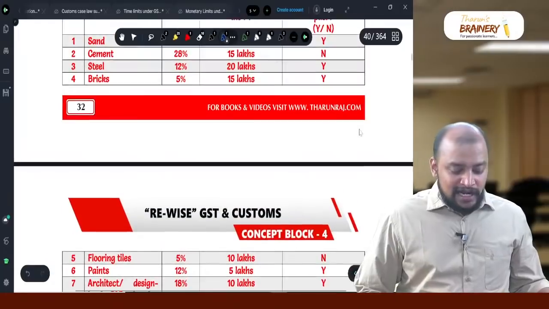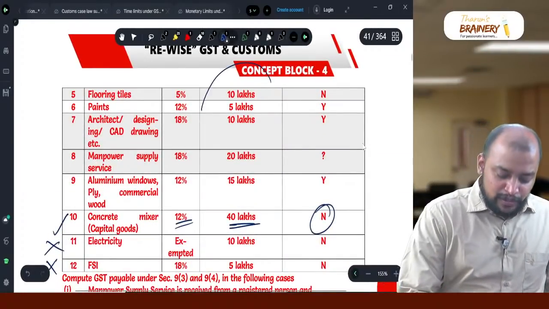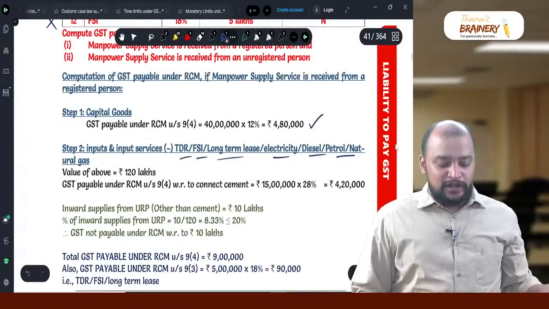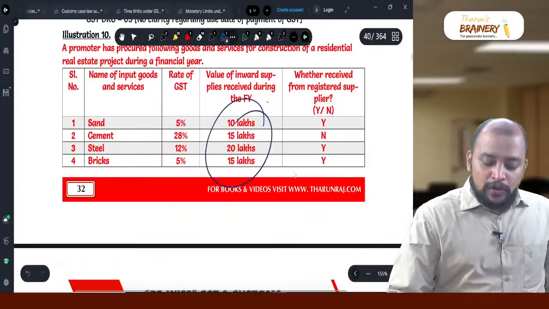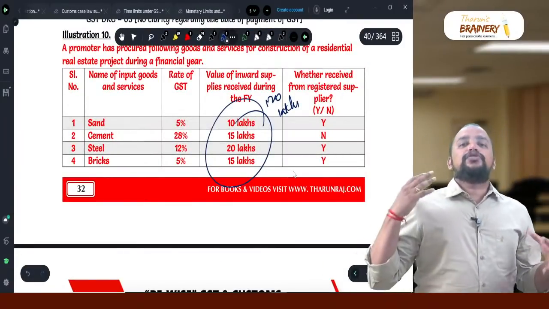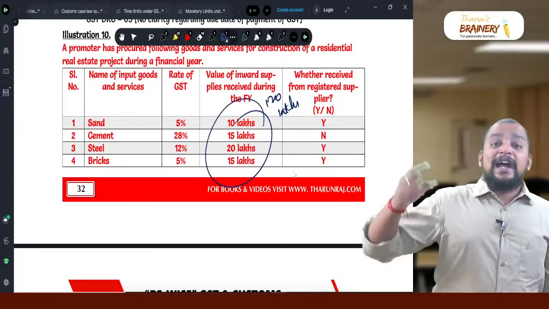And now the remaining inward supplies you need to see. So remaining inward supplies during the year. So this needs to be computed on a yearly basis. So remaining inward supply in a year you need to take. Suppose the remaining inward supplies during the year is 120 lakhs. Out of this 120 lakhs, we need to check whether cement is there. Cement should always be purchased from a registered person. Otherwise we need to pay GST under RCM at 28%.